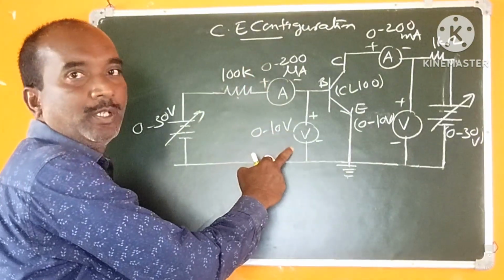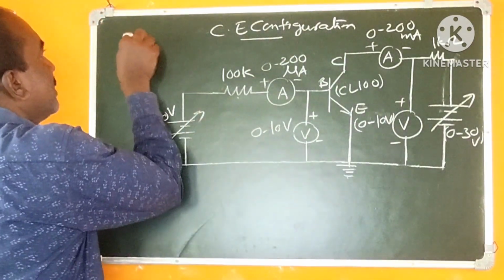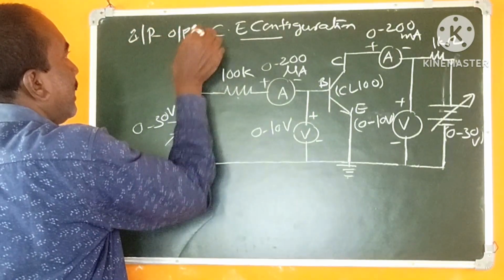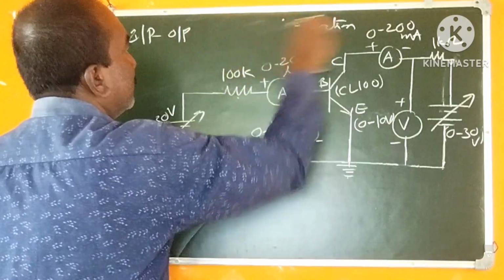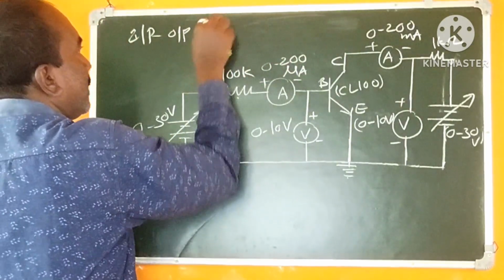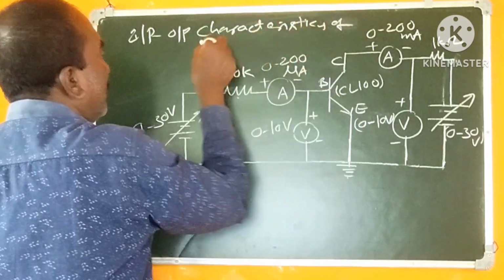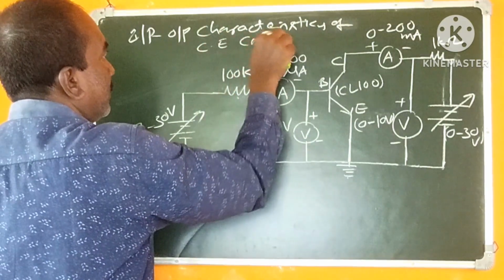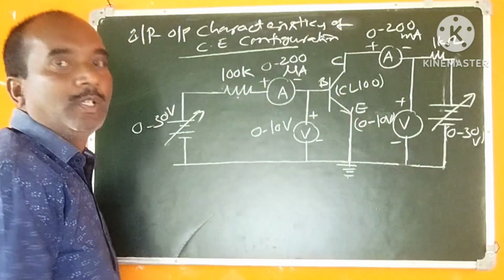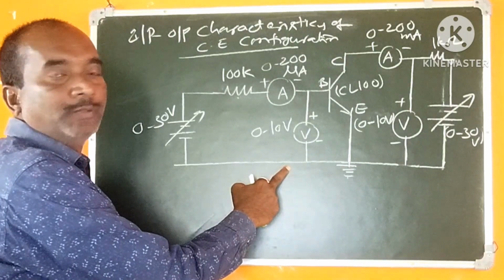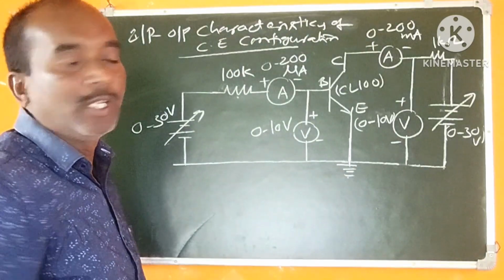This is the experimental setup of the circuit diagram to determine the input output characteristics of the CE configuration, the common emitter configuration.